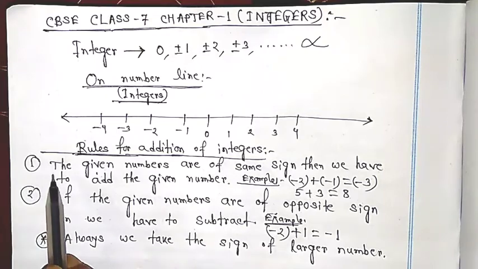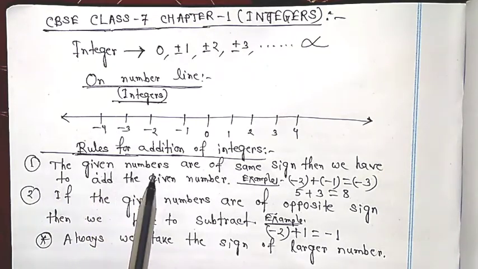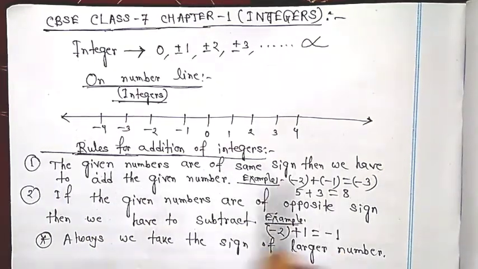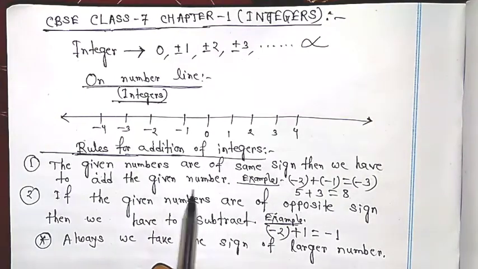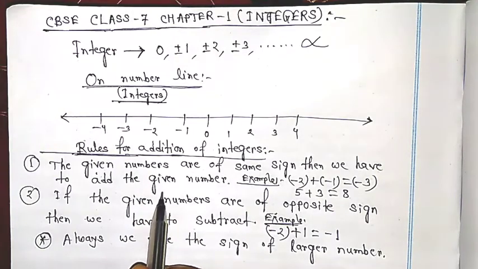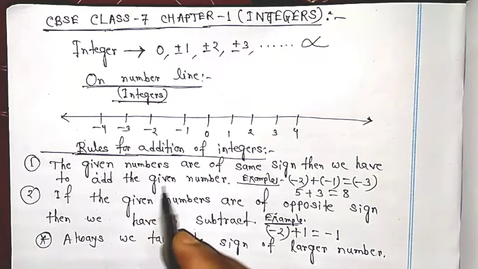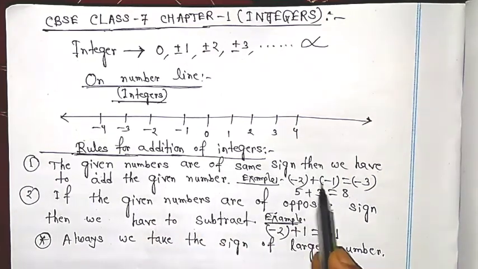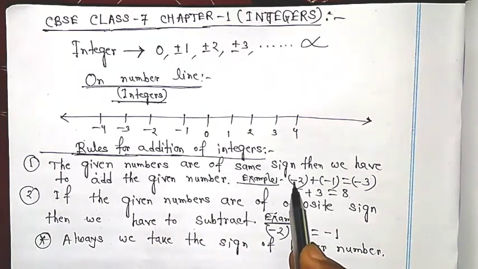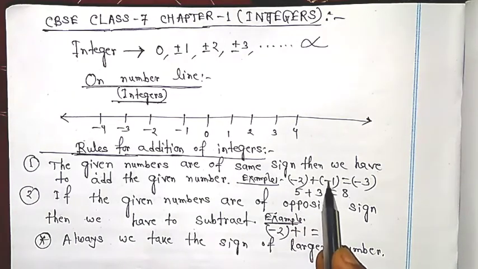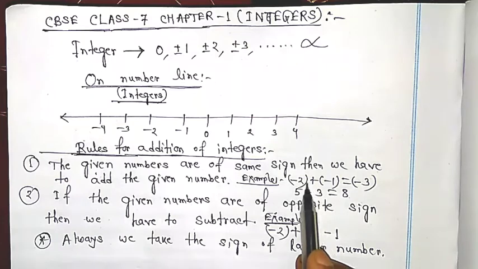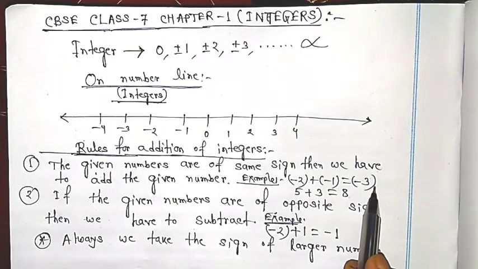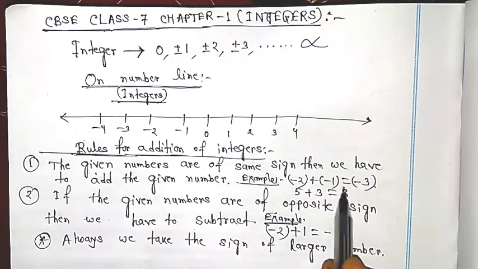The first rule is, if the given numbers are of the same sign, then we have to do the addition. For example, suppose minus 2 and minus 1. So what is the sign of minus 2? It's minus, and of minus 1 is minus. So both are of the same, negative sign. So we have to do the addition, and the resultant will be minus 3.